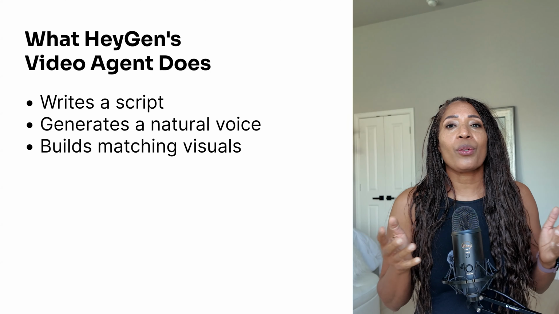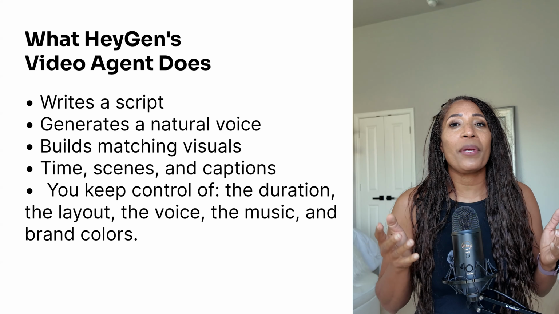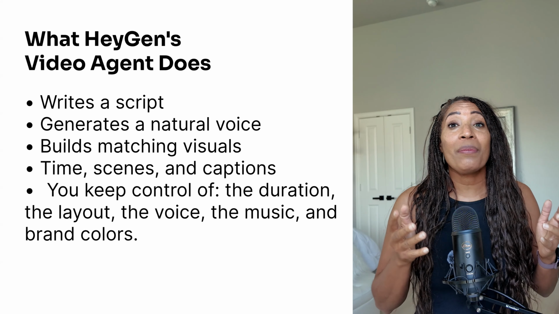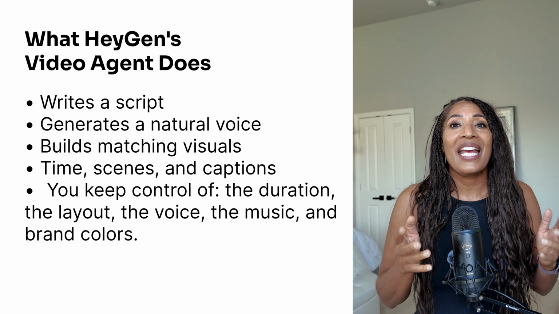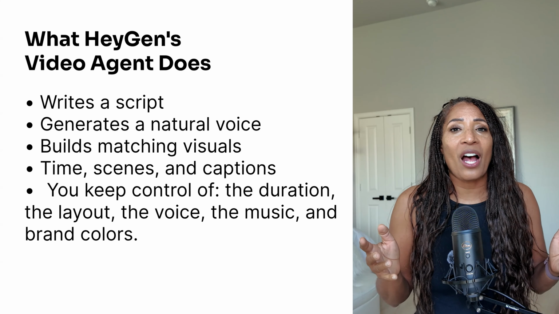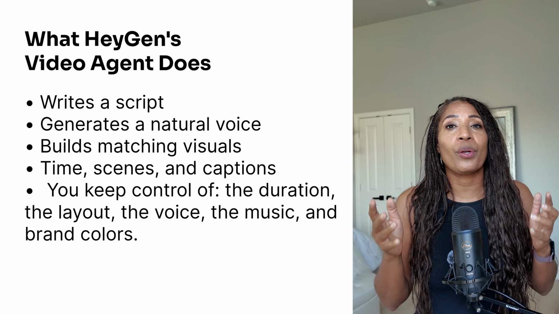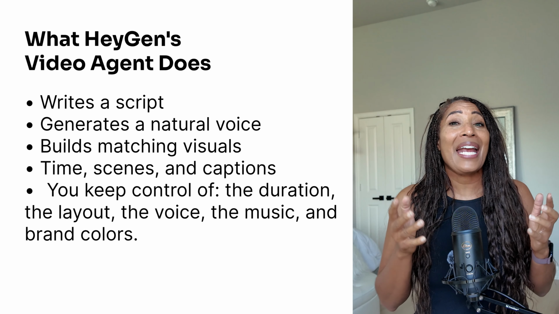So first, what is Video Agent and what does it actually do? You just give it a goal. It writes a script, it generates a natural voice, it builds matching visuals, times the scenes, it adds captions, and you can select the style. You keep control of the duration, the layout, the voice, the music, and even the brand colors. Okay? This tool removes all the friction so you can just do what you do best. Let's jump in and start it together.